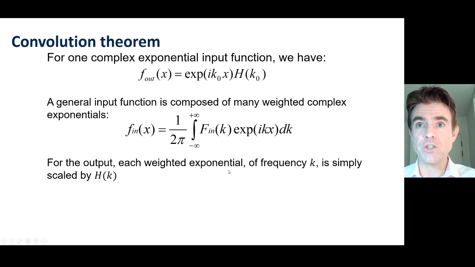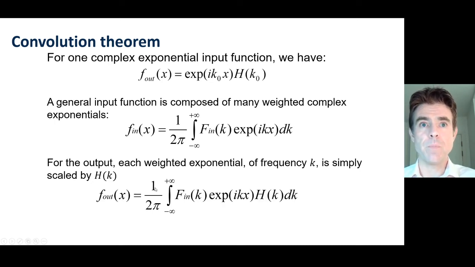For the output, each weighted exponential, in other words, these are the weighted exponentials of a given frequency k, is simply scaled by the transfer function at that particular frequency. So therefore, the output of a convolution, here we are, has exactly the same expression as the input function. The only difference between the expression for the input and the expression for the output is that we've just put inside this scaling h of k. Okay, so we think of these complex exponentials as eigenfunctions, or in the discrete case, eigenvectors, and then we can consider the h as the eigenvalues for each of those eigenfunctions.